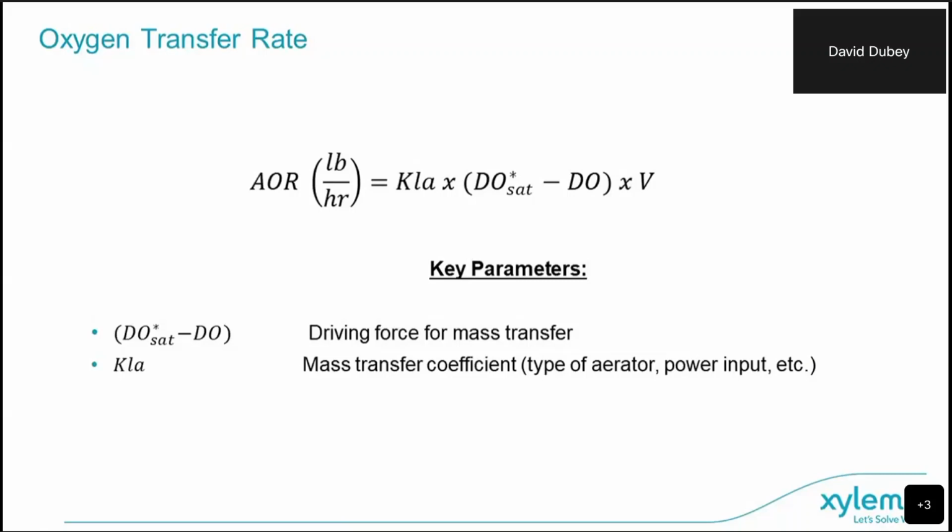So if we're operating the tank at a dissolved oxygen of 2 and our saturation is 8, that means this multiplier is a 6. But if we operate at a dissolved oxygen of 0, then our multiplier for this portion is an 8 instead of a 6. So it provides us a 30% increase in AOR for the same transfer efficiency. So whatever the devices that we're using to deliver air, that's what KLA stands for, we're going to get 30% more oxygen out of it. And so that's a huge benefit for reducing our energy usage at the plant.